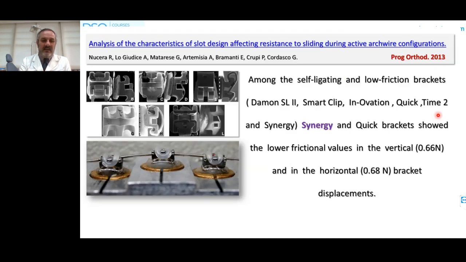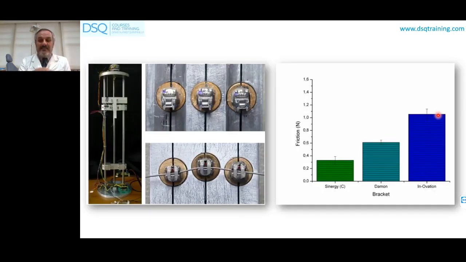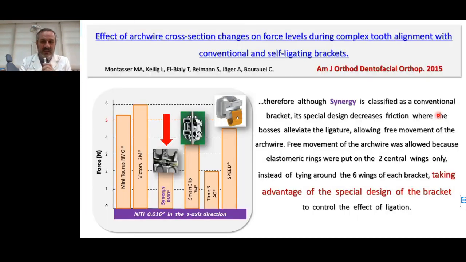The same Professor Cordasco, in a very good study in Progress in Orthodontics in 2013, compared the Damon 2 with the SmartClip, with Innovation and Synergy. And Synergy presents less friction. When you ligate, the friction of the Synergy with the silicone in the middle is lower than the Damon or the Innovation bracket.